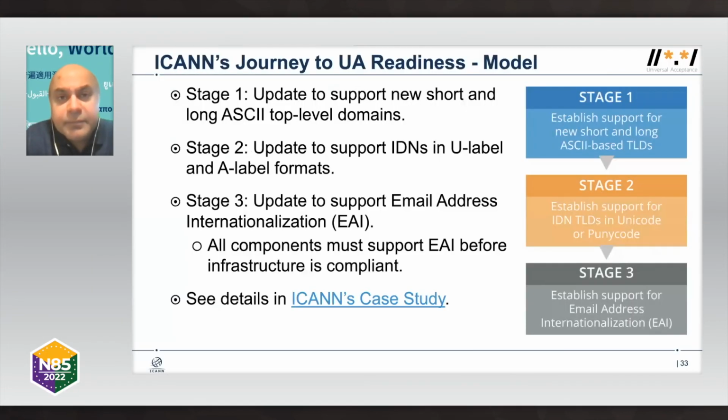So we've actually been developing our own systems at ICANN as well. We did this in a three-step process, where we were first incrementally updating our systems to support all the different ASCII, long and short, top-level domains. In the next step, we were supporting IDNs. And in the third step, we are now configuring everything to make sure that EAI, or email address internationalization, is also workable in all of our systems. You can read that in the ICANN case study, which we published.